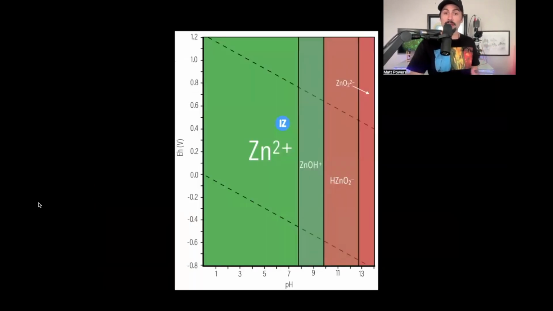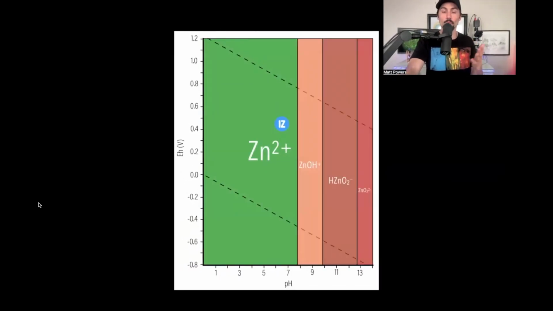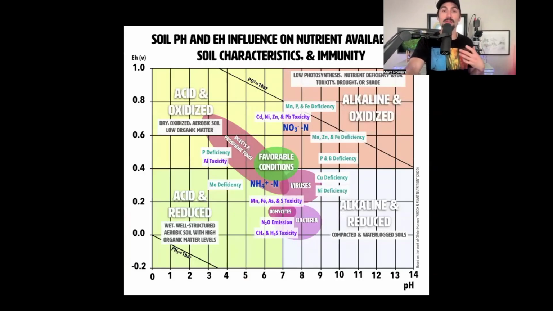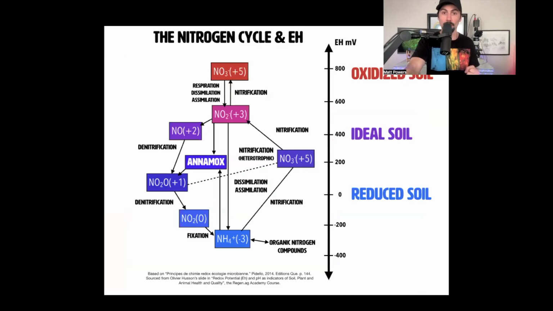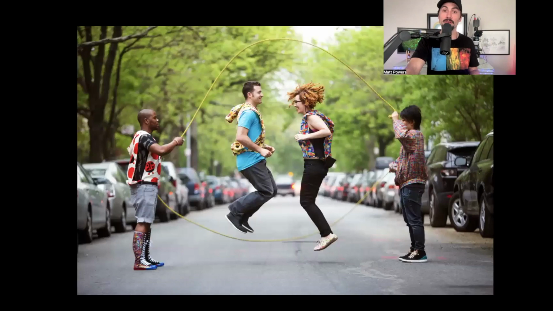And I don't just mean those visuals. I mean quite well defined, down to the pH and EH. There is a place we are in the cycle. And just like here, do you see how the nitrogen cycle plays out over EH and pH? So you can see where you are, right? Everything is always in mid cycle in nature and in life.